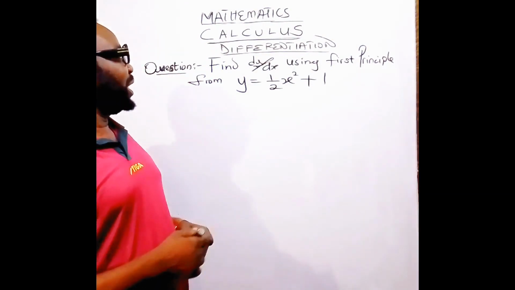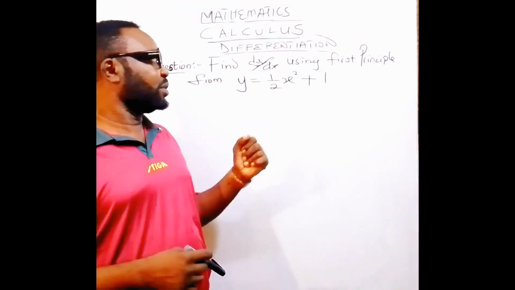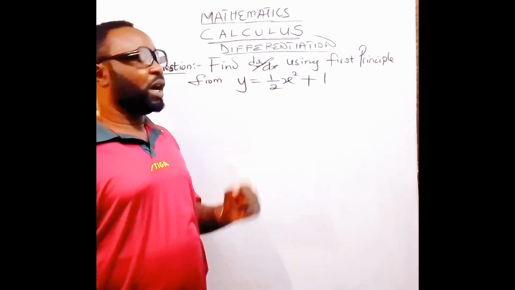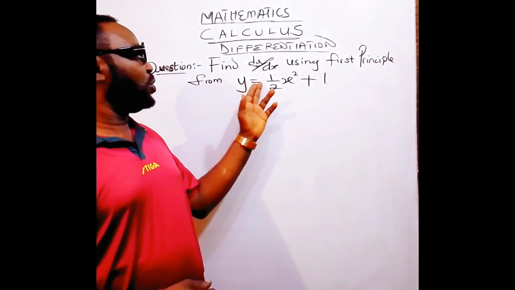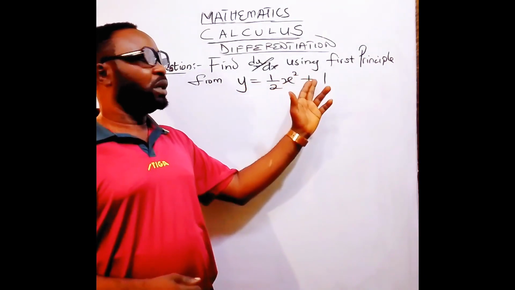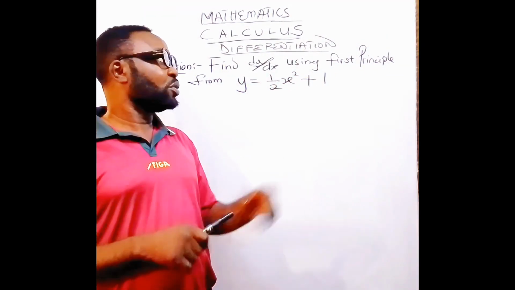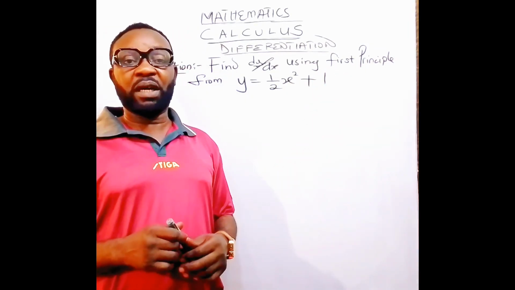I have a question here on calculus, that is, on differentiation. The question says: find dy/dx using first principle from y equals 1 over 2 x squared plus 1. Please, you are asked to make use of first principle. Don't do otherwise. Follow the steps accordingly.